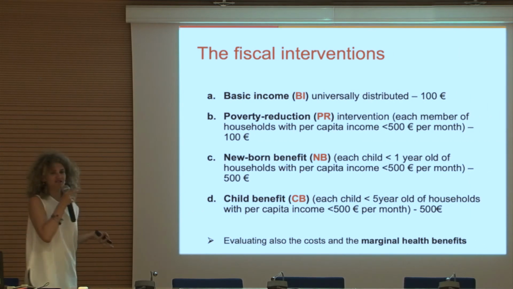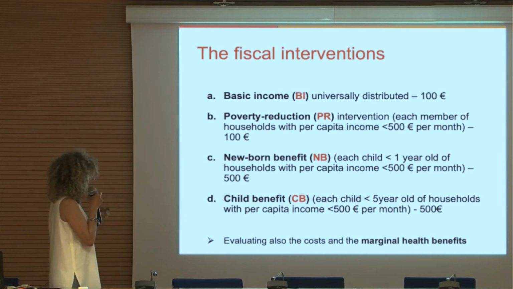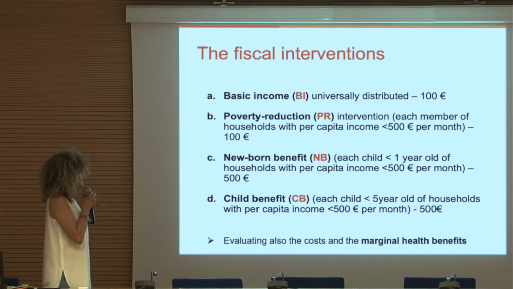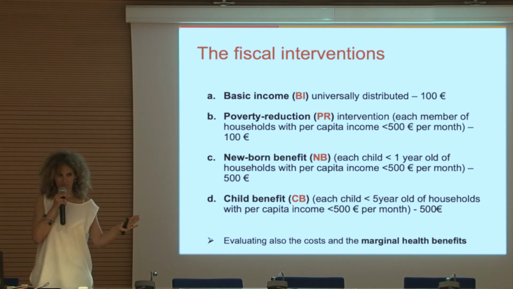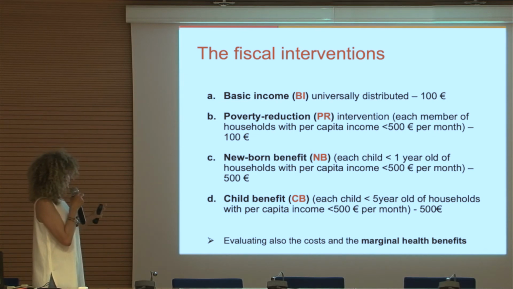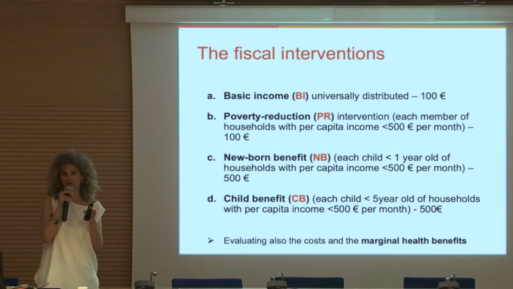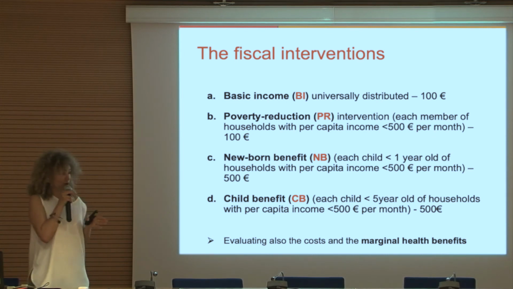These are the fiscal interventions that we decided to study. We decided to evaluate the impact of these four alternative policies. The first one that we consider is a universal one. We simulated giving 100 euros either annually or monthly to all the household members. In the second one, we simulated giving again 100 euros to all the household members, but only eligible households were those with a per capita income below 500 euros. We call this the poverty reduction intervention.